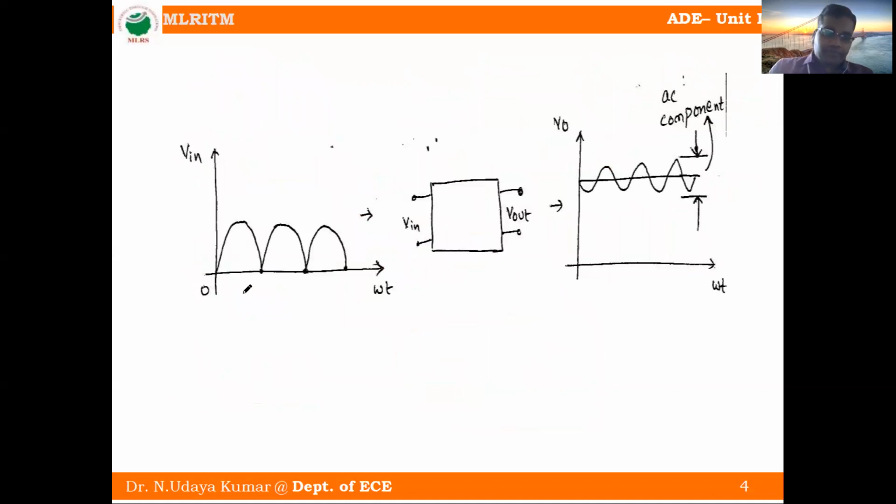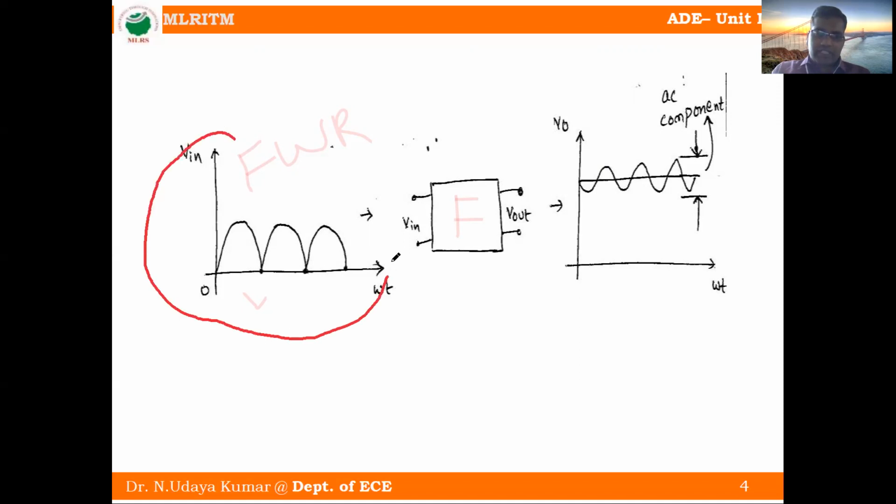So this is the full wave rectifier output, and it is given to the filter. We will get a DC signal. This is also a DC signal, but it is not pure DC signal. It is a pulsating DC. Pulsating DC means some AC components are mixed in the DC. These AC components we also call ripples. We want to eliminate these ripples by using a filter. So the full wave rectifier output, the pulsating DC signal, is given to the filter.